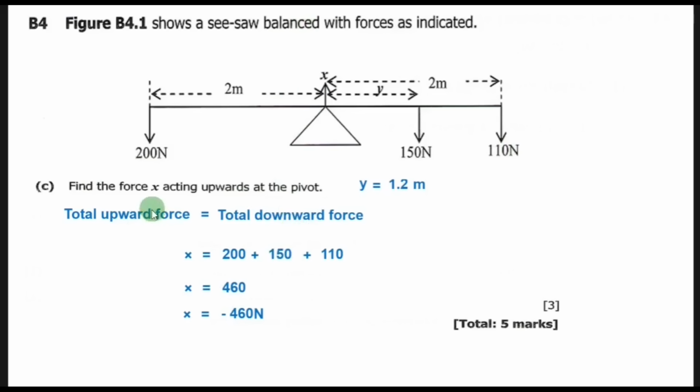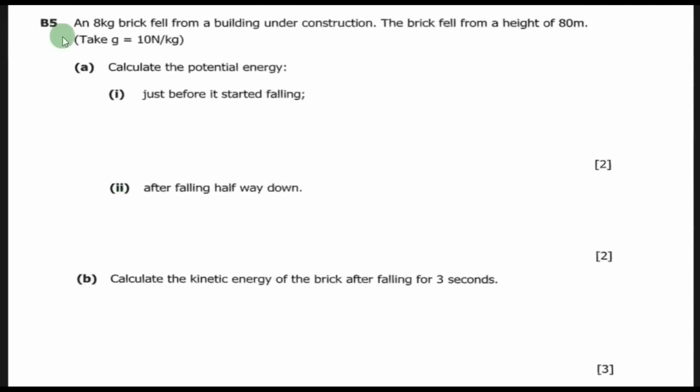All right, so let's move to another question, which is question B5, and it reads: an 8 kg brick fell from a building under construction. The brick fell from a height of 80 meters. Take g to be 10 Newton per kilogram. Then they're saying A, calculate the potential energy just before it started falling.